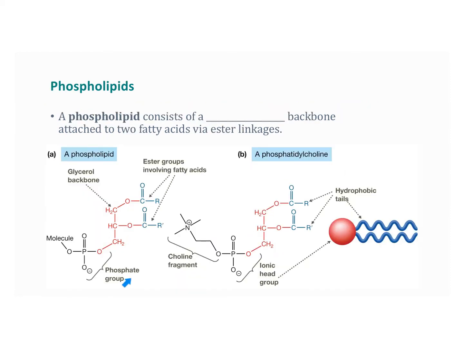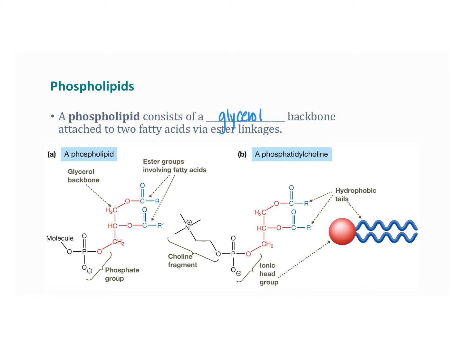Now, you can also have phospholipids. Phospholipids look really similar to triglycerides with the exception that they have a phosphate group. They also consist of a glycerol backbone attached to 2 fatty acids via these ester linkages. So the big difference here, there in red is still your glycerol backbone, but now we have a phosphate group. And then we have these 2 fatty acids. And that sometimes is called a diglyceride because it has 2 fatty acids.